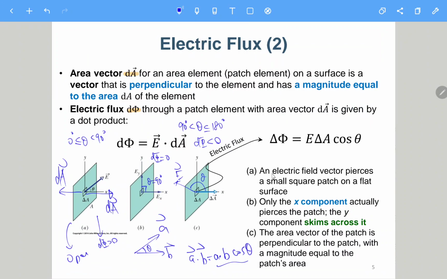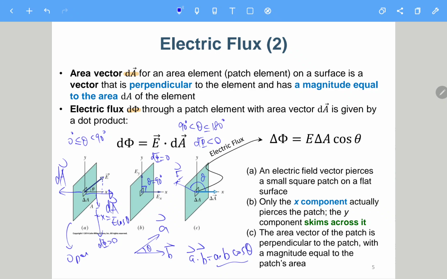Okay, so here it just tells you that an electric field vector pierces small square patches on a flat surface. Only the x component actually pierces the patch, and the y component skims across it. So if we have an E vector here, you just decompose it into x and y components. Ey doesn't contribute, Ex contributes, because Ex equals E times cosine of theta.